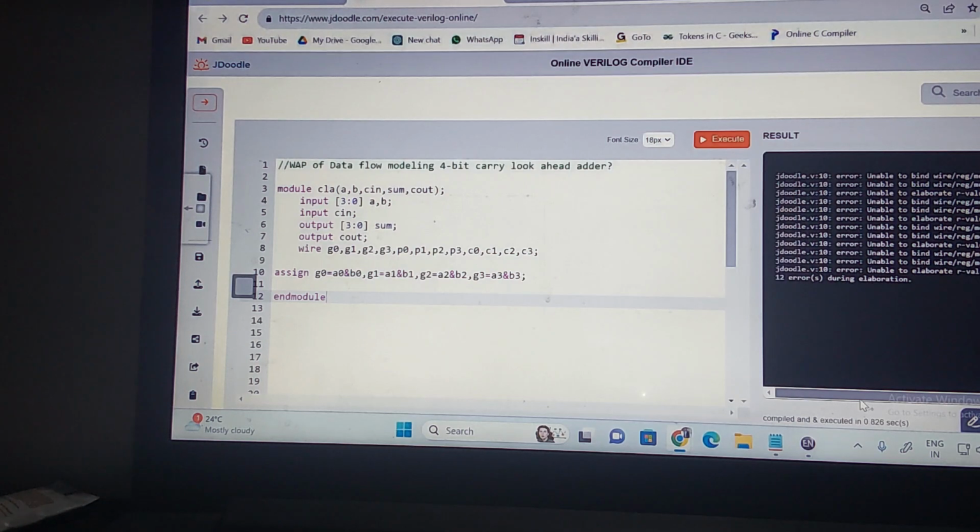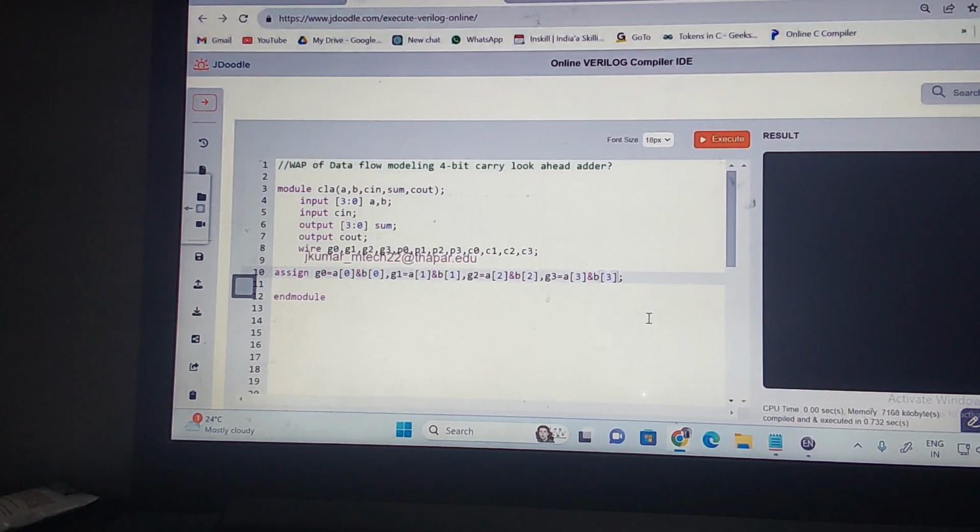I'm writing this as 3 down to 0, right? This should be A of 0, B of 0, since I declared this as a vector. A of 1 and B of 1. This is A of 2, this is nothing but B of 2. This is A of 3, this is nothing but B of 3. Now it works fine.